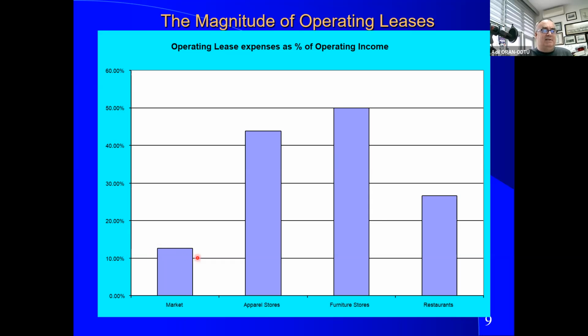So looking at how big operating leases are in different industries. The overall average is just a little over 10%, these are for US companies. In apparel stores, so clothing and similar things, more than 40% of your operating income goes to operating leases. So out of your EBIT, about 45%, let's say, goes towards the rent payments on your stores. For furniture makers, about half of your EBIT is spent on the rent of your stores. Restaurants, about 25%. So these are quite high.